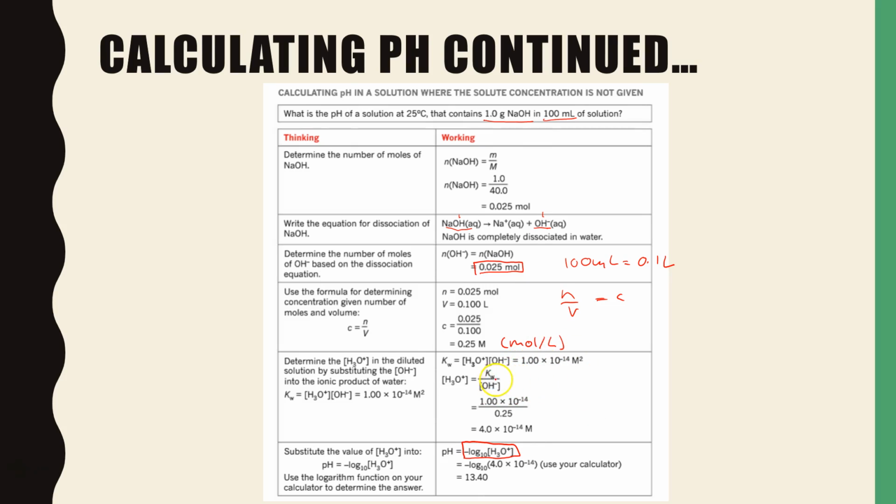And now again, we use the Kw formula, where we divide 1 times 10 to the negative 14 by the concentration of OH, which is 0.25, which will give us the concentration of hydronium, which is here. And now we place the concentration of hydronium into the brackets of the negative log 10 formula, which gives us a pH of 13.4.